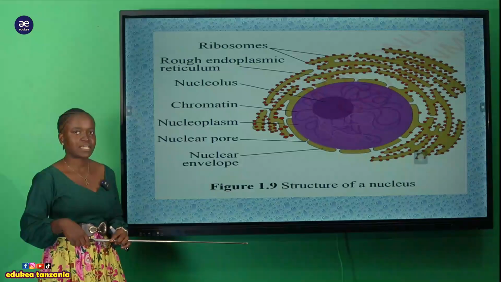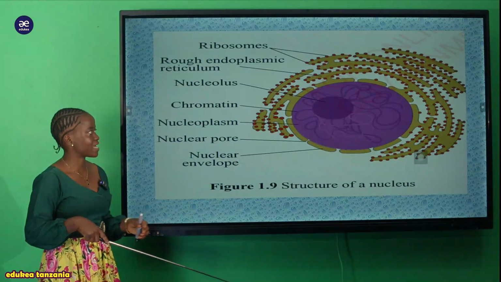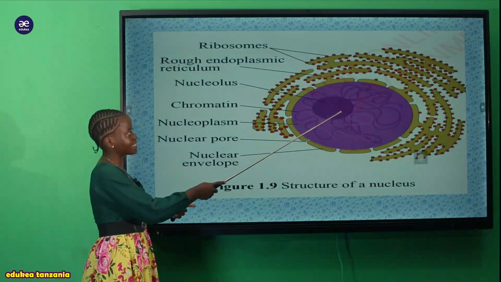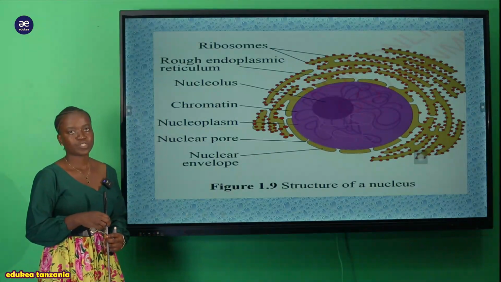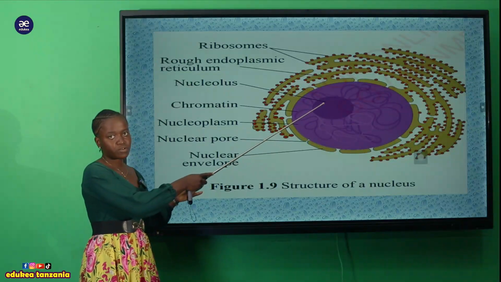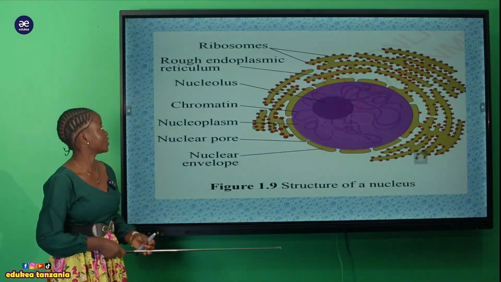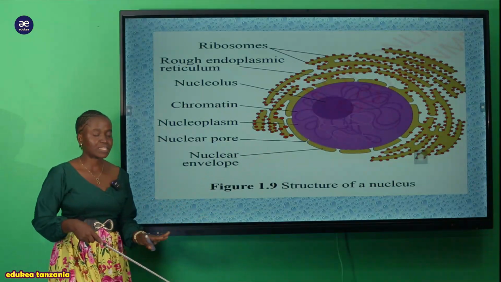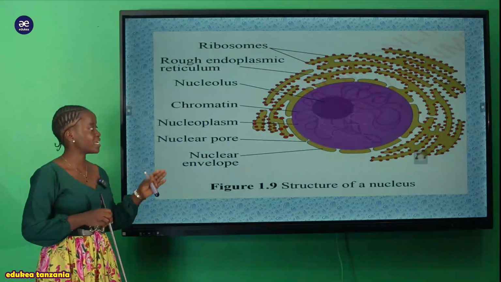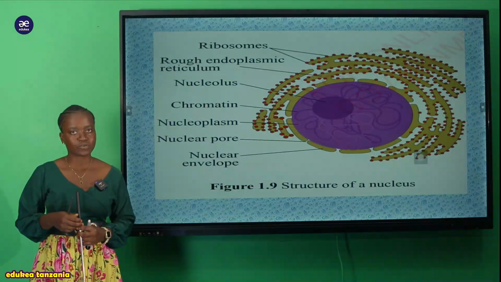But also there is another structure that we have discussed in the previous slide, that is called the nucleolus. This dark stained part which is found within the nucleus is called the nucleolus. It is located at the center of the nucleus. So my student, this is the generalized structure of the nucleus.